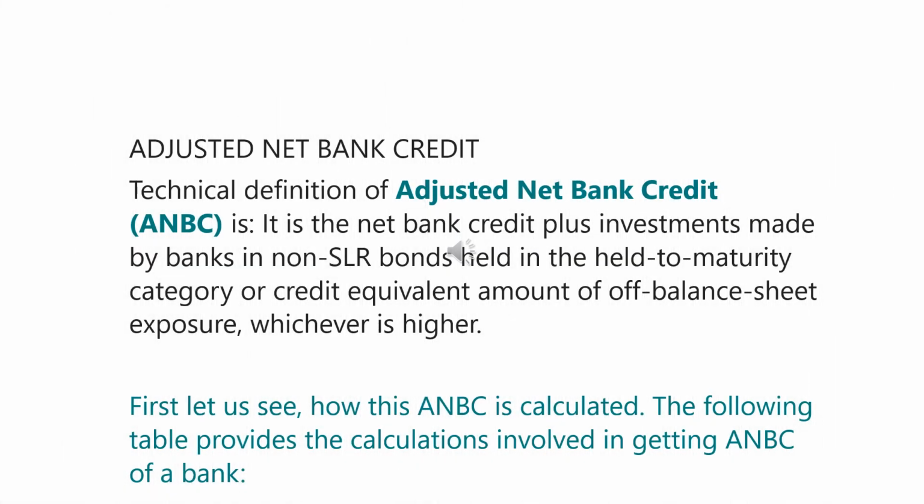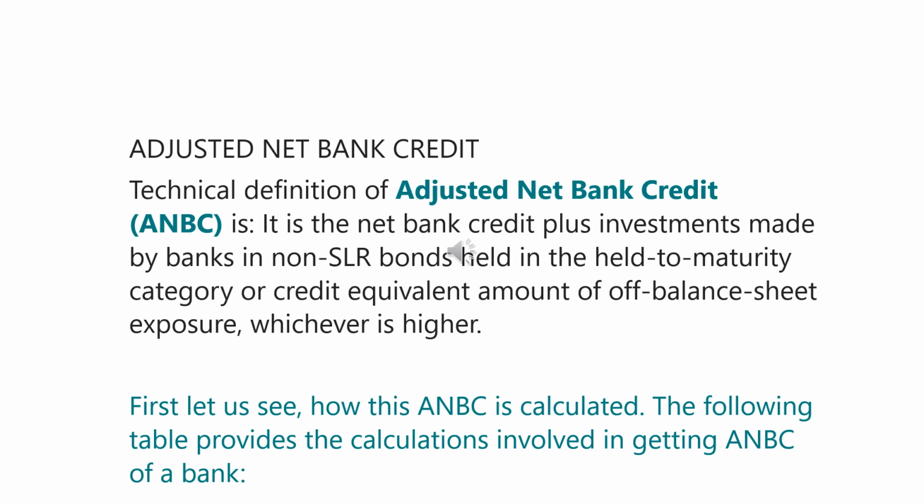A candidate has asked for clarification regarding adjusted net bank credit. The technical definition of adjusted net bank credit is: it is the net bank credit plus investments made by banks in non-SLR bonds held in the held to maturity category or credit equivalent amount of off-balance sheet exposure, whichever is higher. So to know this, what are the things required?